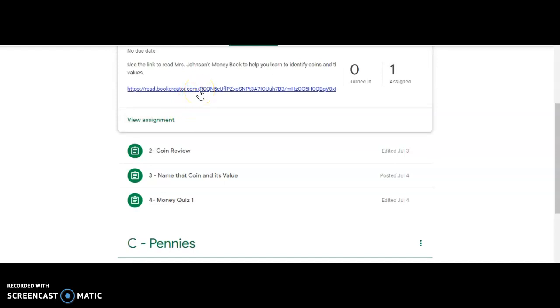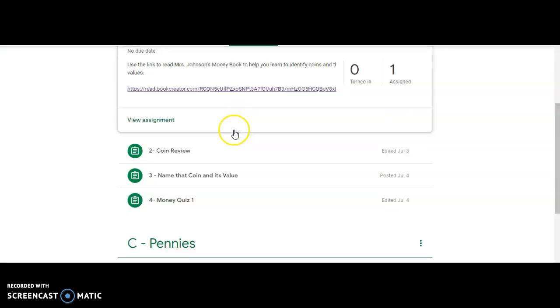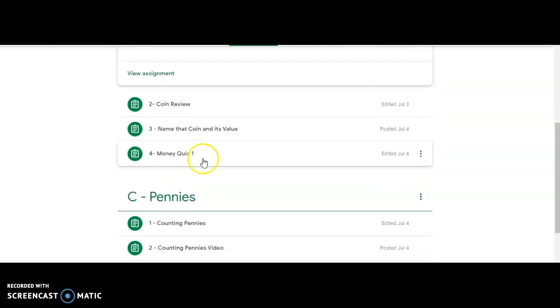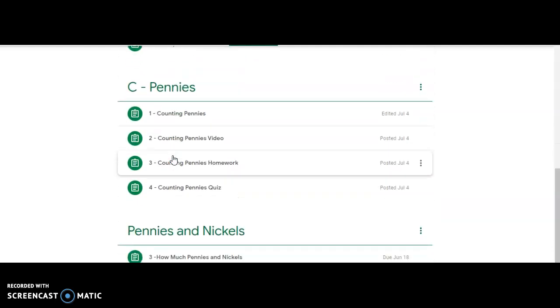She used read.bookcreator.com. And so this was really a great way to teach her kids how to learn how to count money. Name that coin value. They also had to take a money quiz, which I've uploaded under the standard, the counting pennies video.